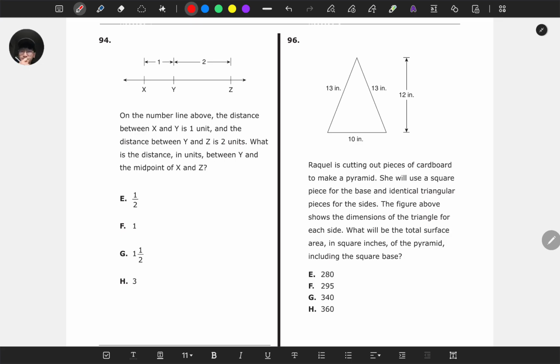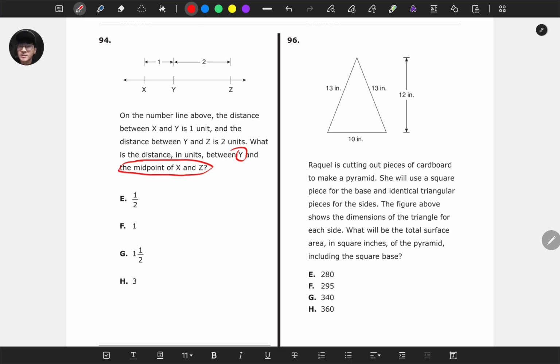Okay, so let's begin. So 94, on the number line above, the distance between x and y is 1. Okay, so what is the distance in units between y and the midpoint of x and z? So let's be careful of this because here it's saying you need to find the distance between y and this. Okay, and now you have to find out what the midpoint of x and z is.